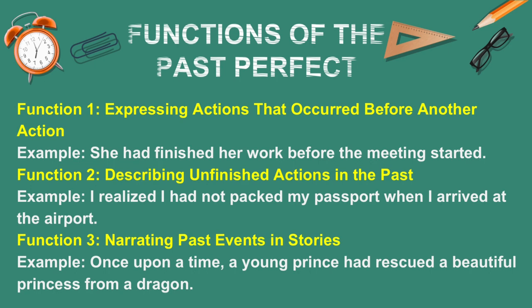Function 3. Narrating past events in stories. In storytelling, the past perfect tense is used to indicate events that occurred before the main narrative, such as, once upon a time, a young prince had rescued a beautiful princess from a dragon.